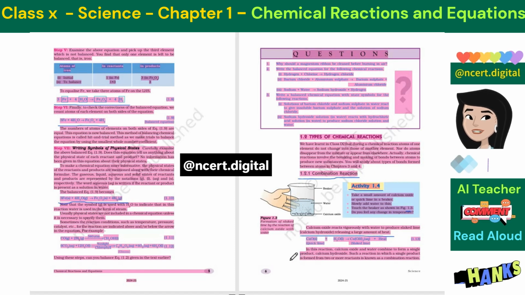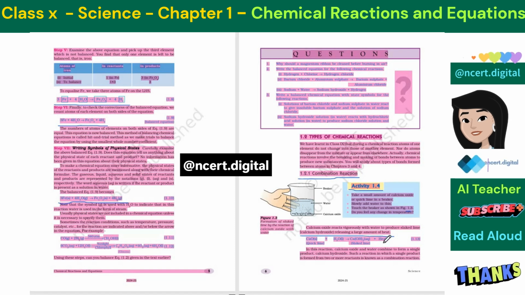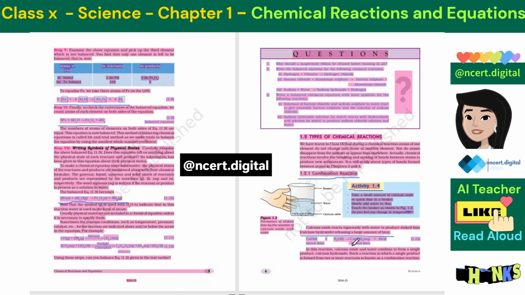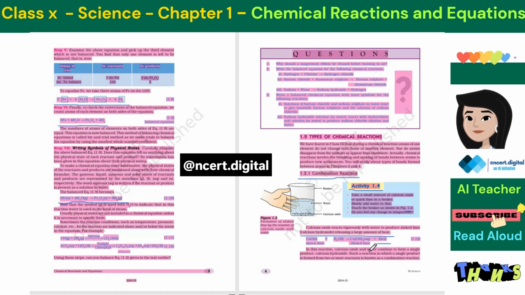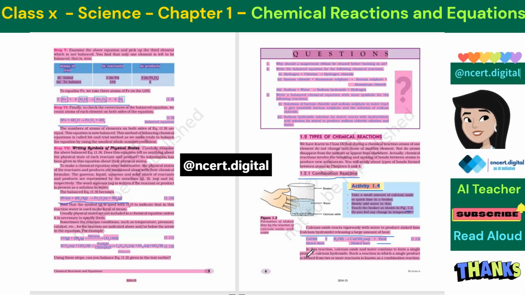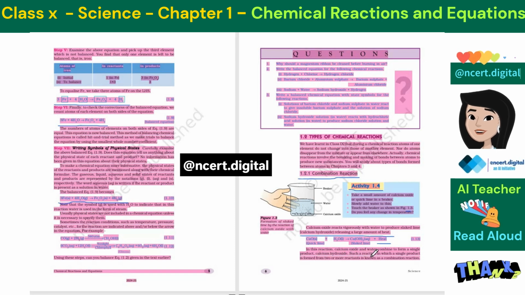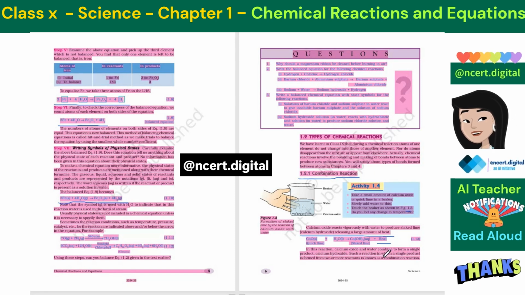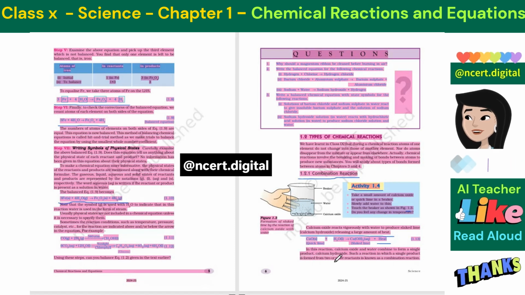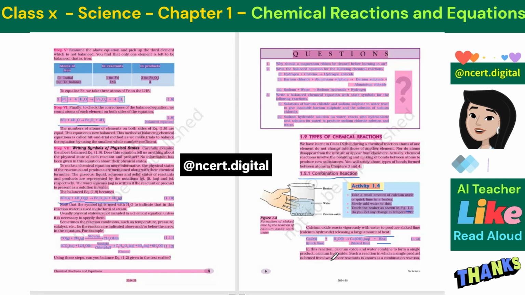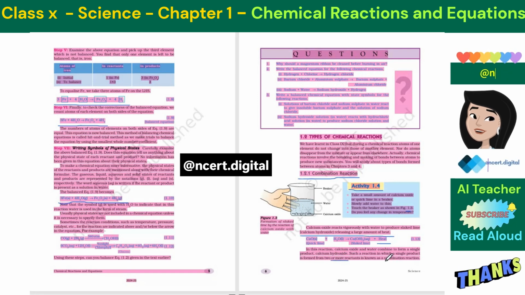CaO(s) + H2O(l) → Ca(OH)2(aq) + heat (1.13). Quick lime gives slaked lime. In this reaction, calcium oxide and water combine to form a single product, calcium hydroxide. Such a reaction in which a single product is formed from two or more reactants is known as a combination reaction.